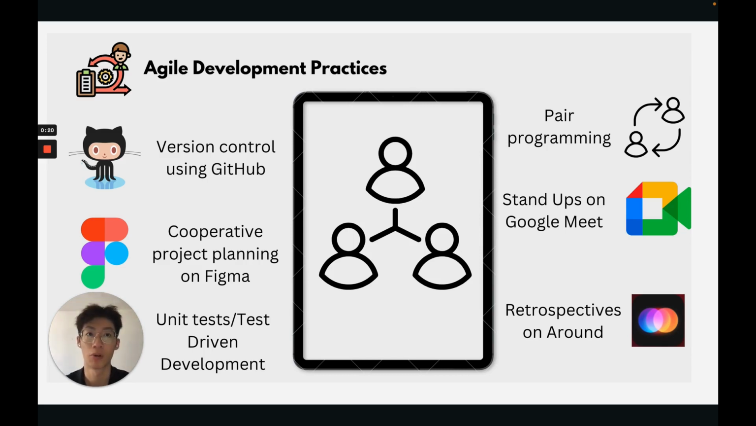So we then did pair programming on Google Meet to set up the scaffolding of the app, both front end and back end. And throughout the development process, we had regular stand-ups and retros to stay on top of our progress, while also using GitHub for version control and reviewing pull requests either individually or together.